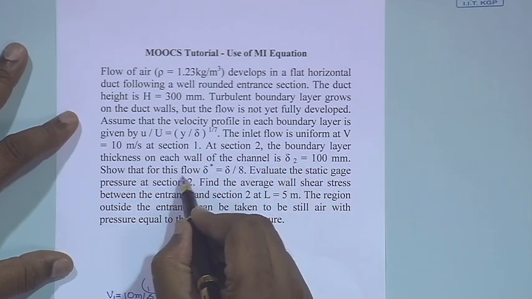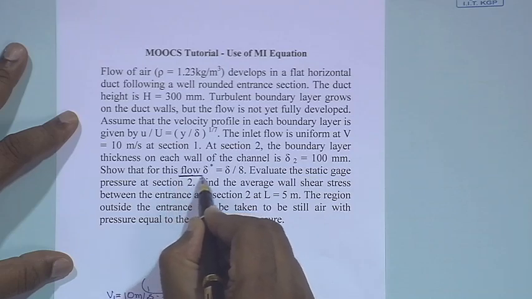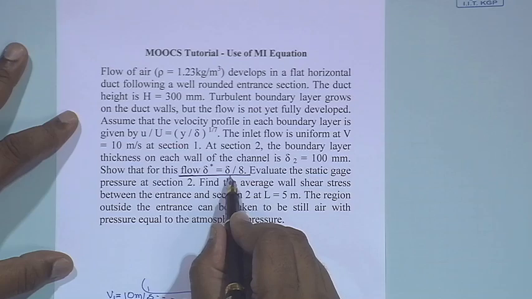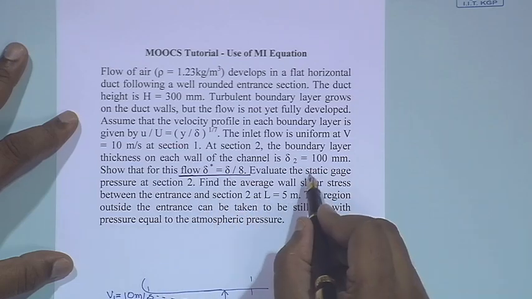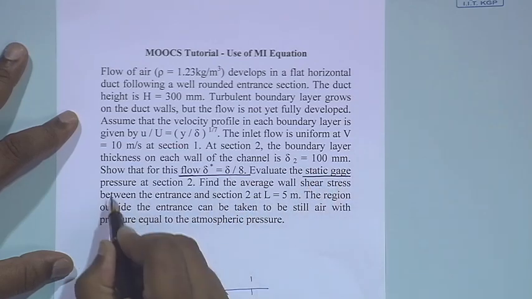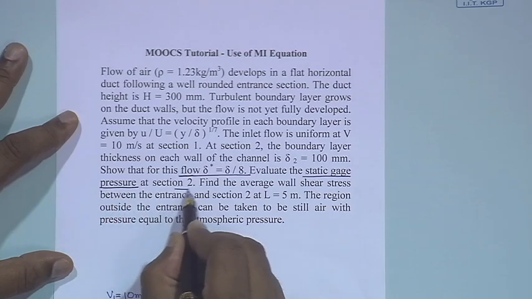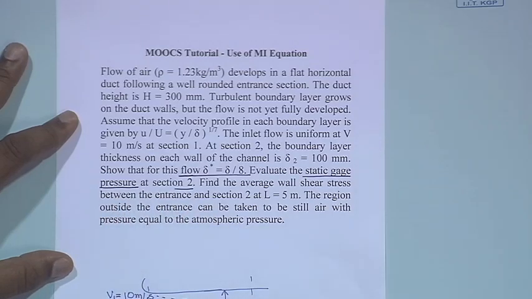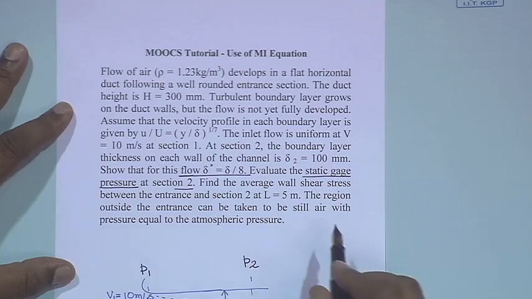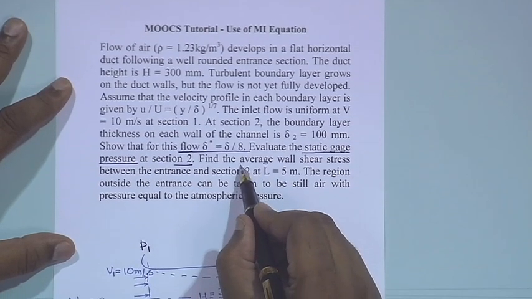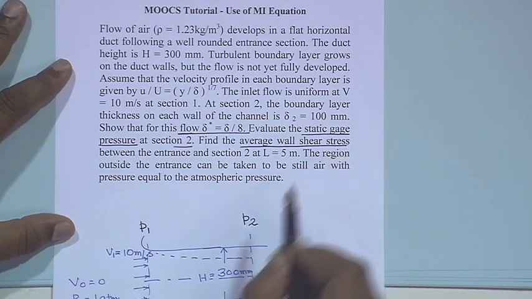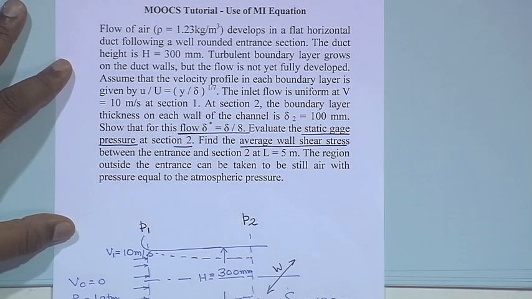The first part of the problem, which we also did in the last class, is to show that the displacement thickness delta star is equal to delta by 8. Then the next part is to calculate the static gauge pressure at section 2. That means we would like to know the value of P2, and this is P1, and outside it is P0, equal to 1 atmosphere. And the third part of the problem is to find the average wall shear stress between location 1 and location 2.